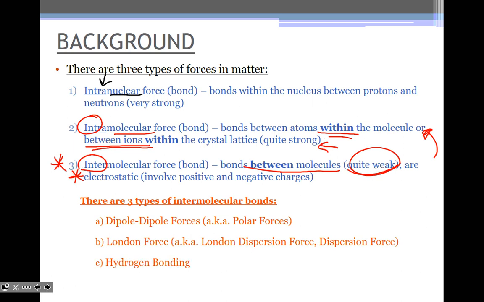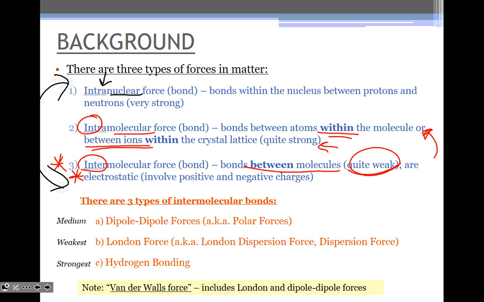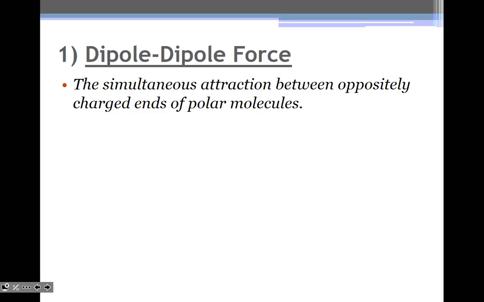Keep in mind all these three types of intermolecular bonds are far weaker than anything else. These are much stronger. However, they're still consistent. They're still influential on how matter behaves. Now, out of those three, the strongest is hydrogen bonding, and the weakest is London force. Dipole falls somewhere in between.